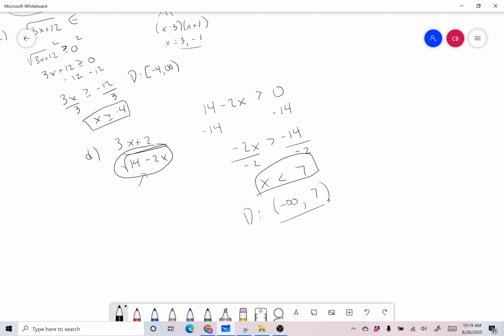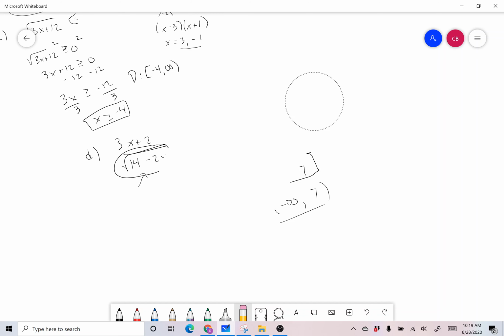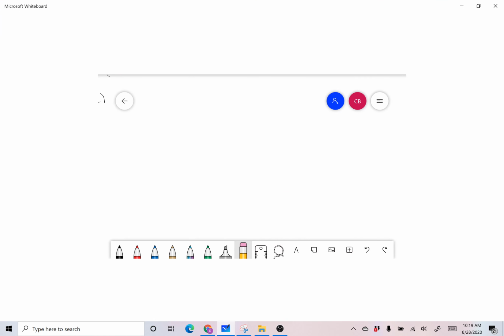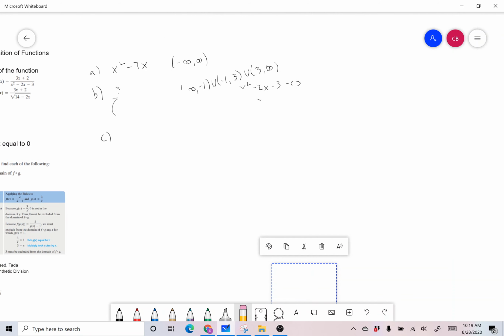I hope the more practice you get, the easier it will be. So with that being said, we're going to move on. We're going to look at some compositions and adding and combining functions right now. So let's get going.